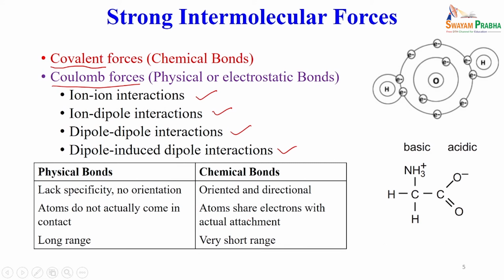It is a result of electron sharing between the atoms, and this is a very short range force. But at the same time, if you just see the physical bonds, they are long range forces. Here atoms need not directly come into contact because they are long range forces. At the same time, they lack the specificity and the orientation because they are not closely attached to each other like the covalent bond. The orientation is not fixed for the physical interactions. So, we will start with the covalent bond first.